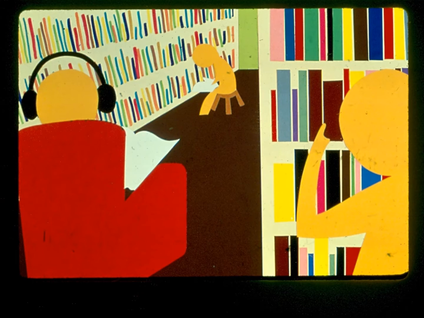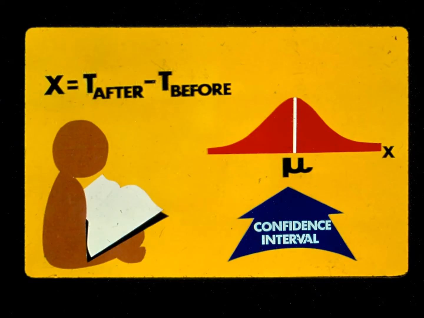The question under study, therefore, is what would the improvement be for all 6th graders if the program were adopted for all schools in the system? The variable x being studied for this reading program is thus the difference between after and before test scores for each learner. Our confidence interval problem is to estimate the population mean mu for the distribution of the difference scores represented by the variable x.